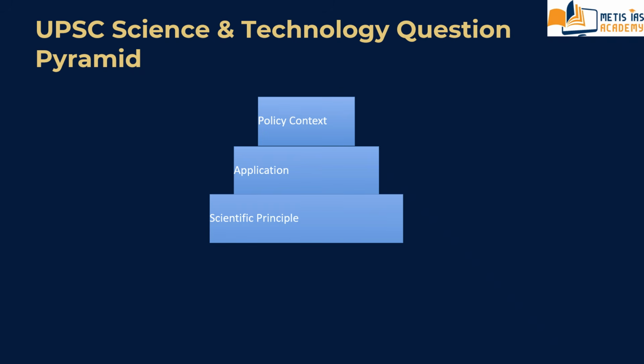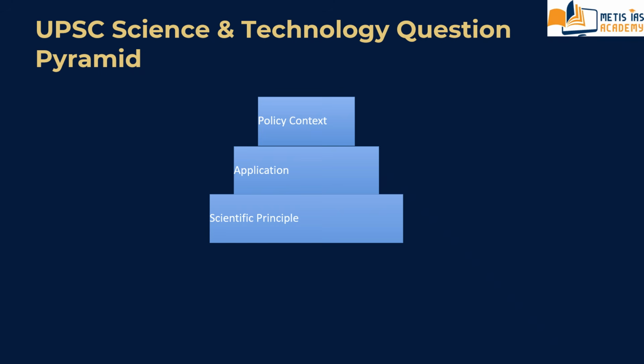That is the UPSC Science and Technology question pyramid. What is the pyramid? Now let us understand how UPSC actually designs science and technology questions. Most questions combine three layers. First, the scientific principle. What is the scientific principle? For example, how does Li-Fi communication work? This is an example of a scientific principle.